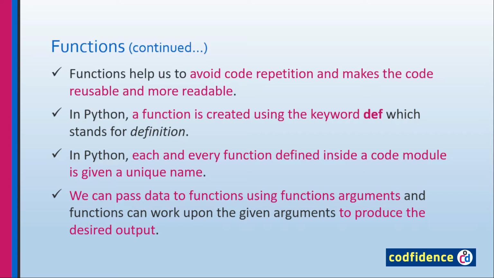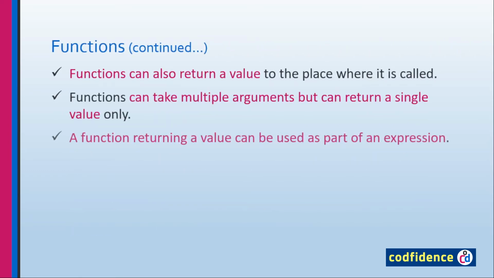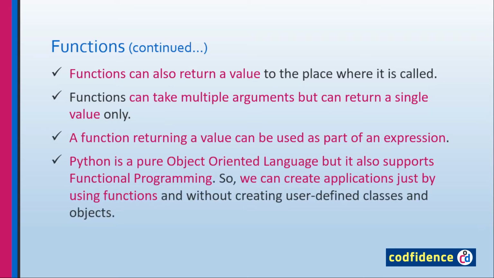We can pass data to functions using function arguments, and functions can work upon the given arguments to produce the desired output. Functions can also return a value to the place where it is called. Functions can take multiple arguments but can return a single value only. A function returning a value can be used as part of an expression. Python is a pure object-oriented language, but it also supports functional programming. So we can create applications just by using functions and without creating user-defined classes and objects.